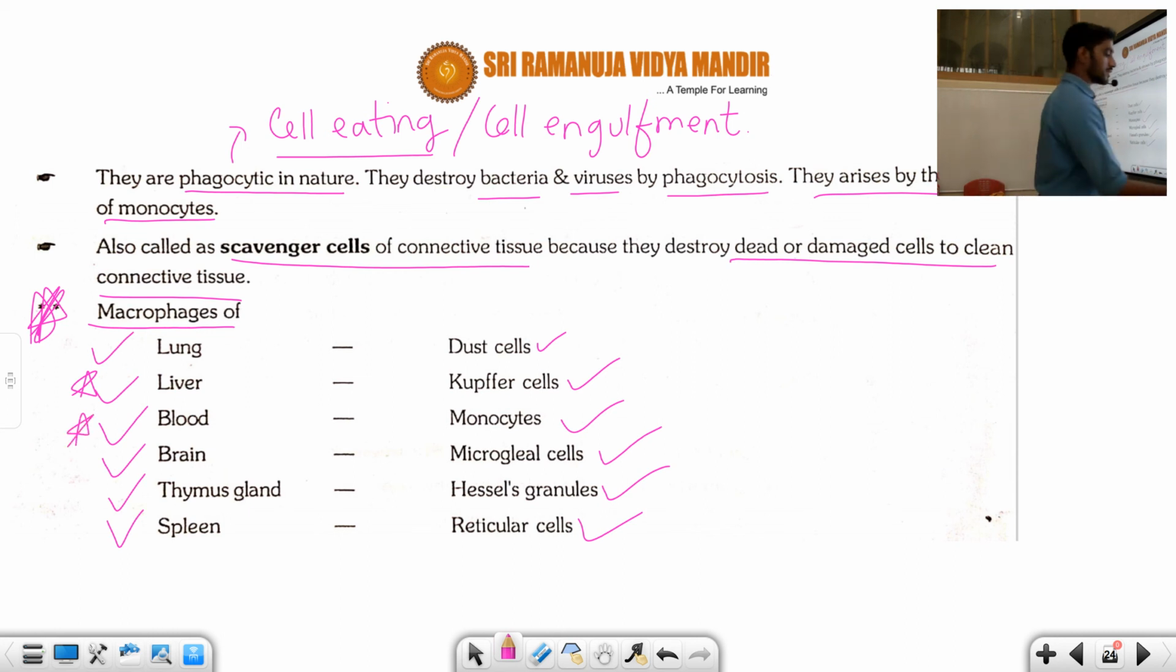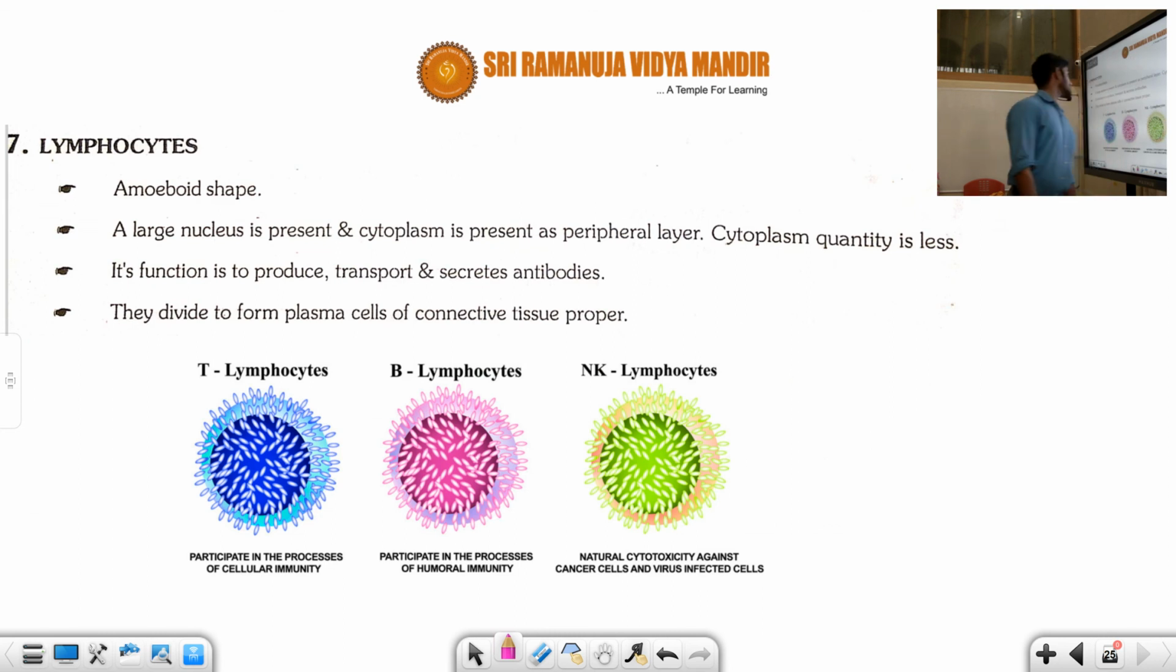The last important thing is lymphocytes. Lymphocytes are also amoeboid in shape. A large nucleus is present in the center. You can see this is a large nucleus, this is also a large nucleus, and it is in the peripheral layer, and the cytoplasm is quantitatively less. Here you can see this is the cytoplasm, and the cytoplasm quantity is very little.